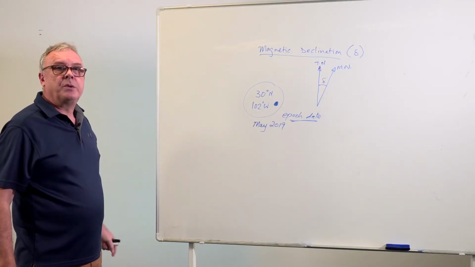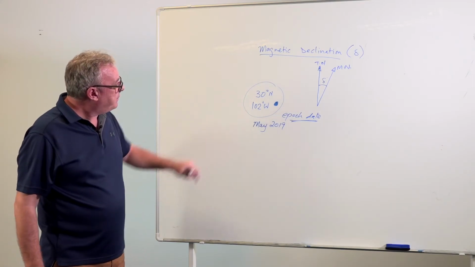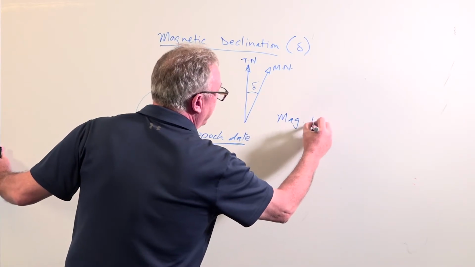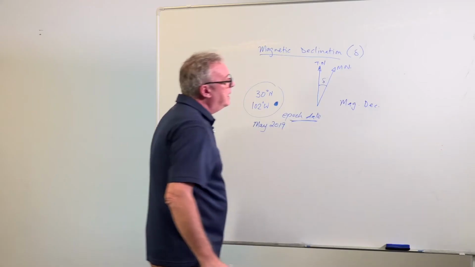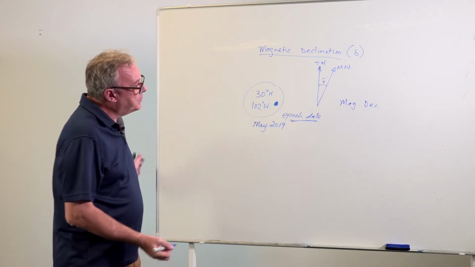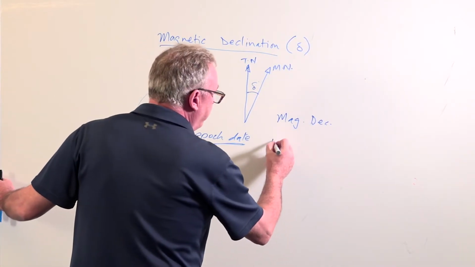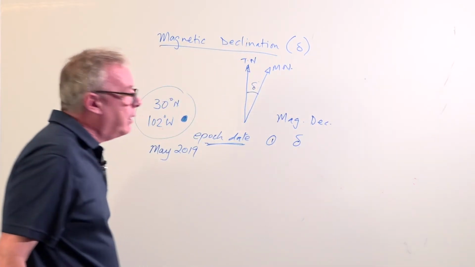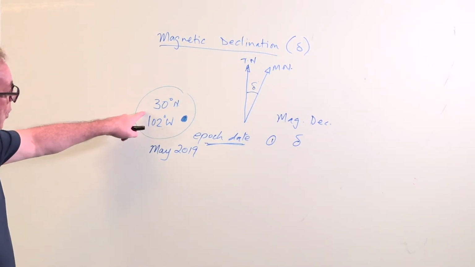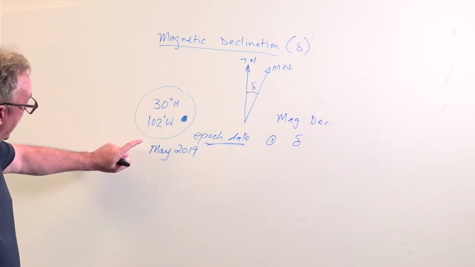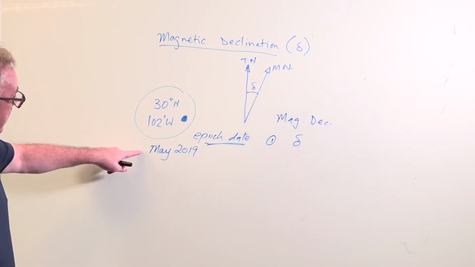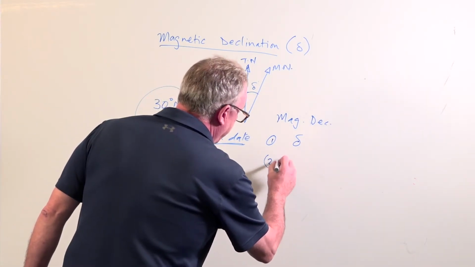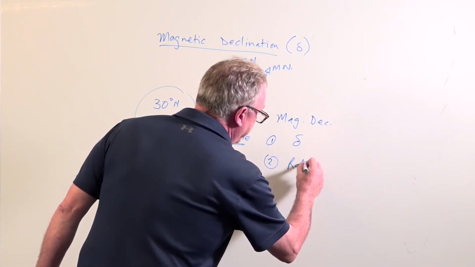Now, what we will do is place the position and the date into a magdec calculator, a magnetic declination calculator, and out of the calculator will come two pieces of information. The first piece of information to be returned will be the actual value of the magnetic declination for the position we provided and the year in which we are specifying for the epoch. And the second piece of information that we're going to get is going to be a rate of change.